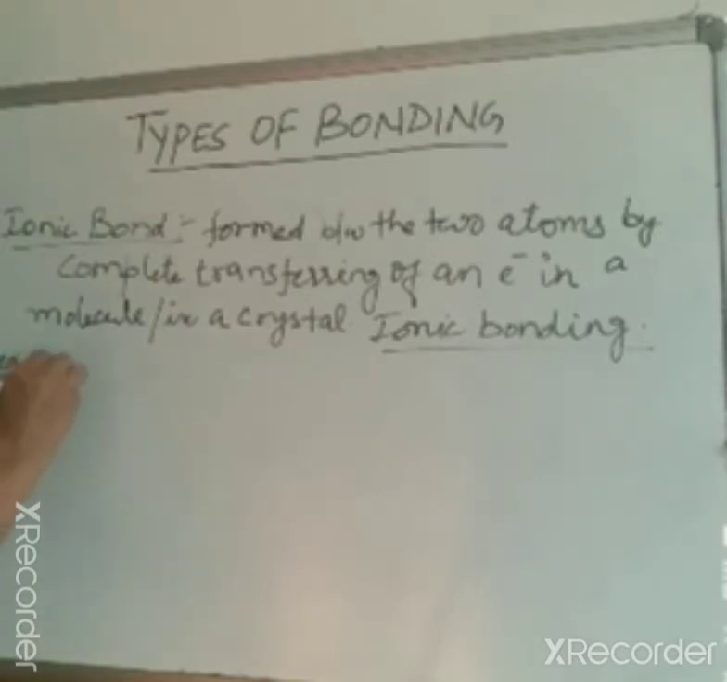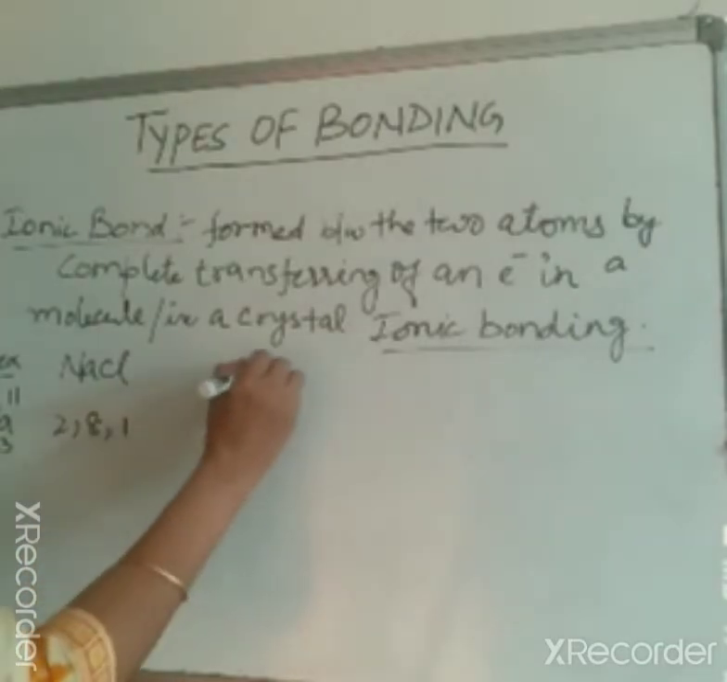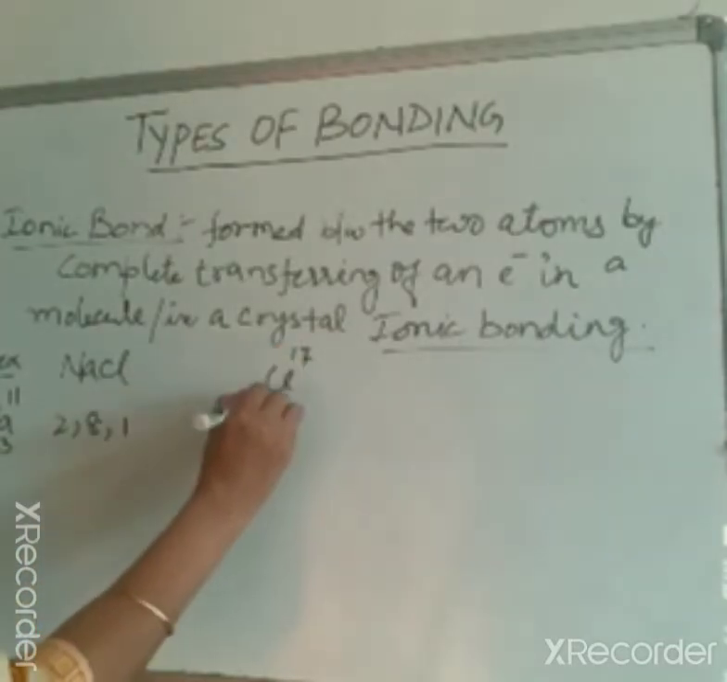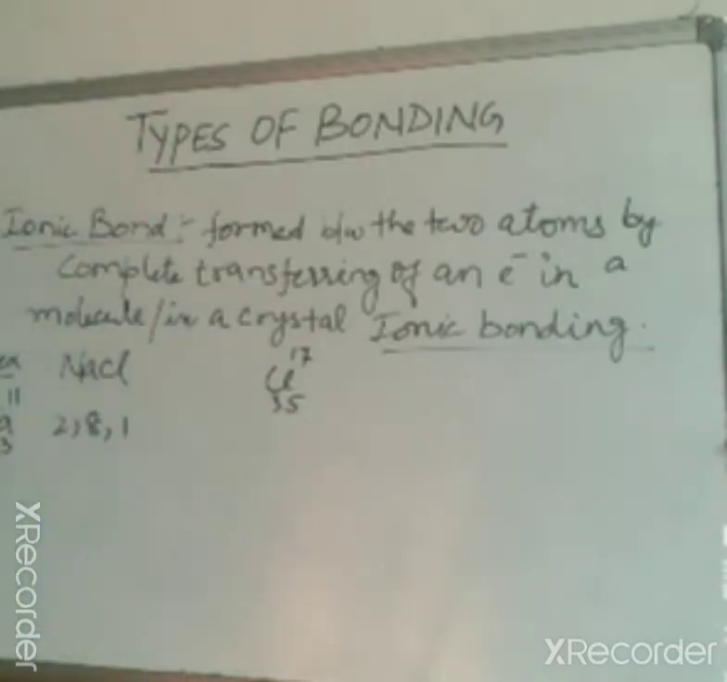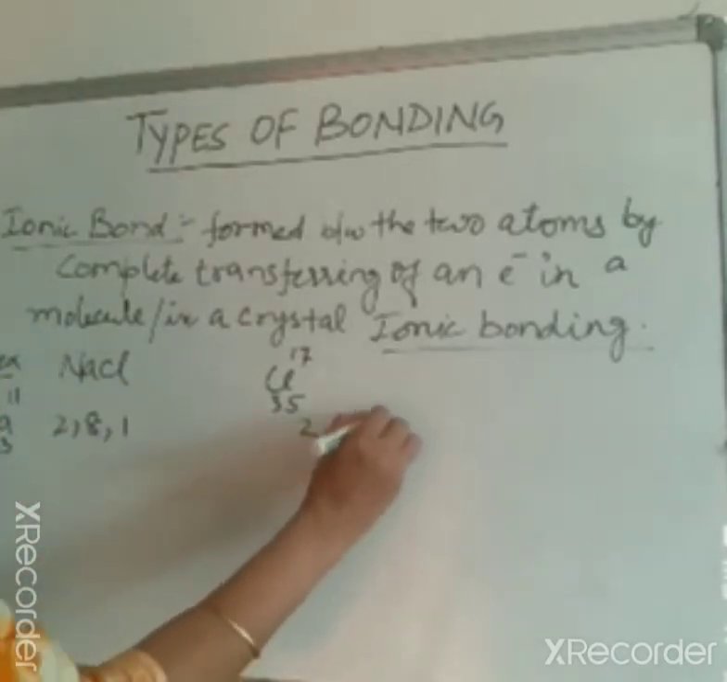if I take sodium chloride, a compound, from the periodic table, sodium has atomic number 11 and atomic mass 23, and if I go with its electronic configuration, the distribution of electrons in different energy levels will be 2, 8 and 1. Chlorine has atomic number 17 and atomic mass 35. With its electronic configuration, the distribution of electrons in different energy levels will be 2, 8 and 7.